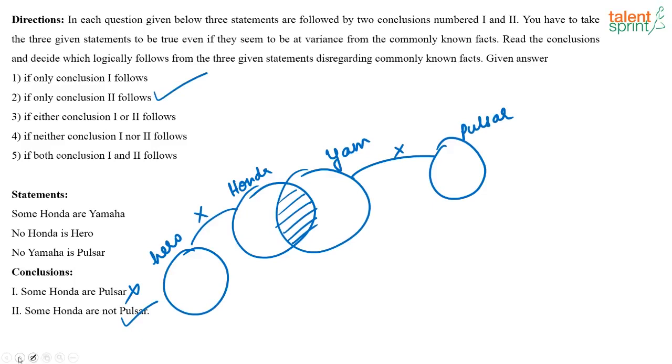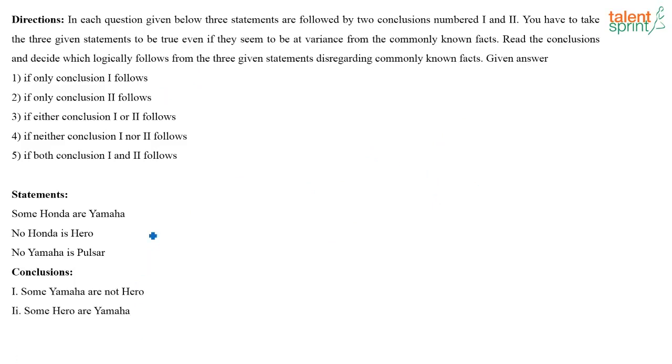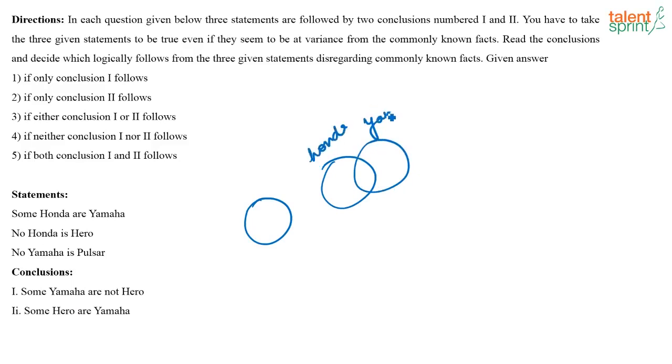Yes. Next one. Same question. The conclusions are different here. So let us just replicate the basic diagram that we drew for the first question. So you have Honda, then you have Yamaha, then you have Pulsar, and here you have Hero. So this is the diagram that we drew. Now what does the first conclusion say?